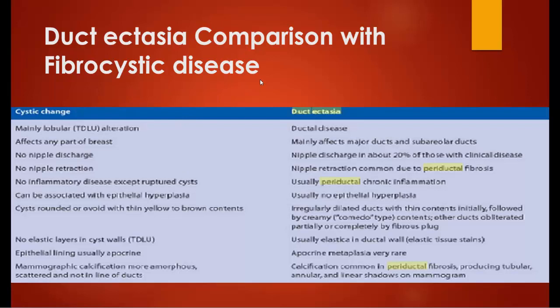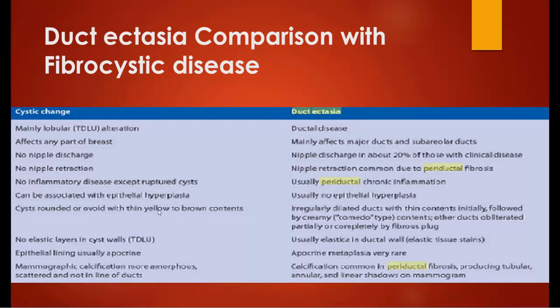Duct ectasia comparison with fibrocystic disease. Cystic change in fibrocystic disease is mainly lobular, affects any part of breast, no nipple discharge, no nipple retraction, no inflammatory disease except ruptured cyst, can be associated with epithelial hyperplasia, cysts round or ovoid with thin yellow to brown content, no elastic layer in cyst walls, epithelial lining usually apocrine, mammographic calcification more amorphous, scattered, not in line of duct.